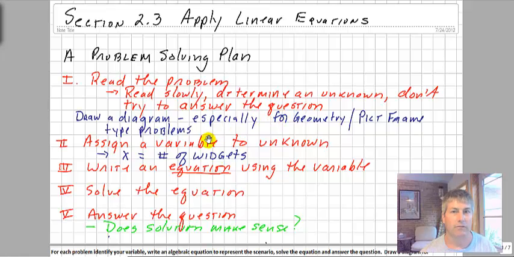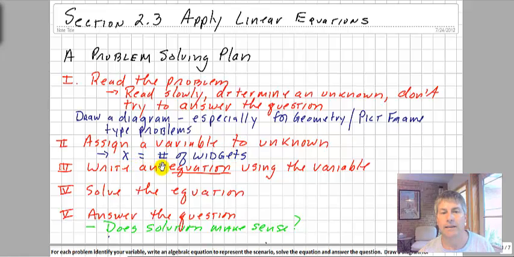If there's a geometry problem, it mentions a triangle or a rectangle or a square or increasing a lot size or something like that, draw the diagram, especially for geometry, picture frame type problems. Draw a picture, draw a diagram, see how that's going to help you with what's going on. What you want to do then is after you read the problem, you determine your unknown, assign a variable to the unknown. So be real clear.